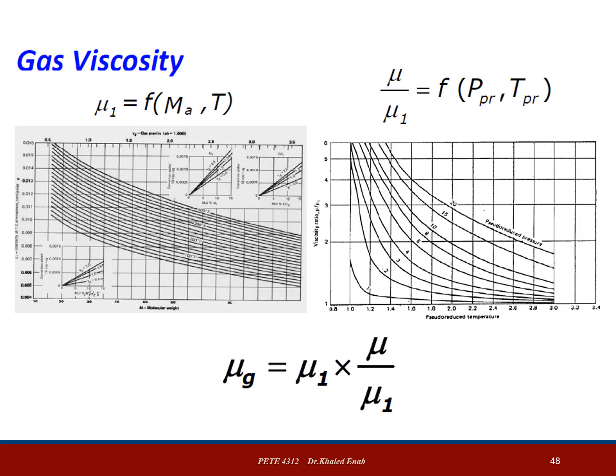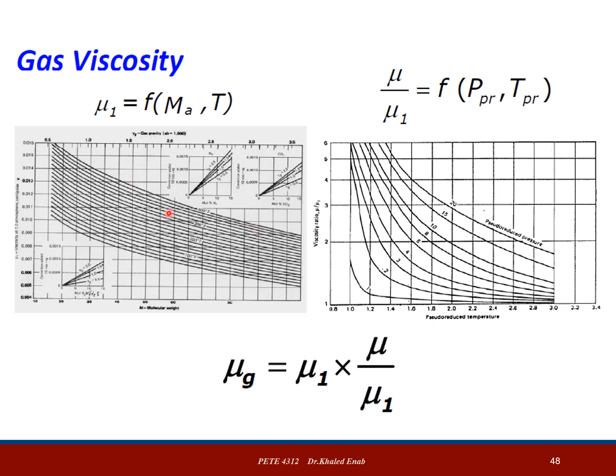So what are the 2 steps? There are 2 charts in the book. I think it was 2.6 and 2.7. Let me double check. Yes, it's 2.6 and 2.7. Chart 2.6, we use to get mu1, which is the viscosity under the standard condition. You get the viscosity of hydrocarbon gases under the 1 atm standard pressure and the reservoir temperature.